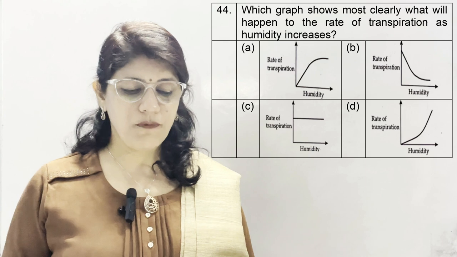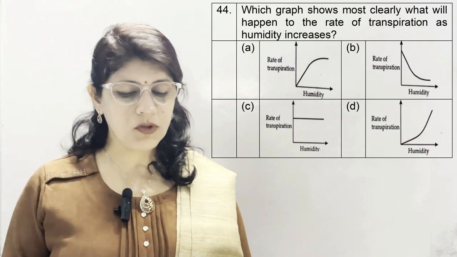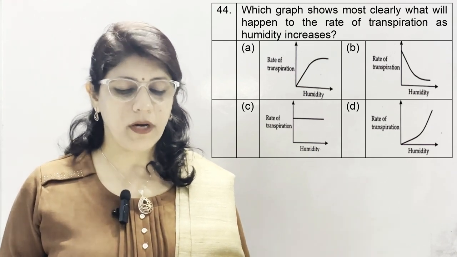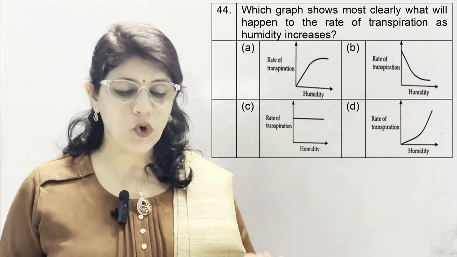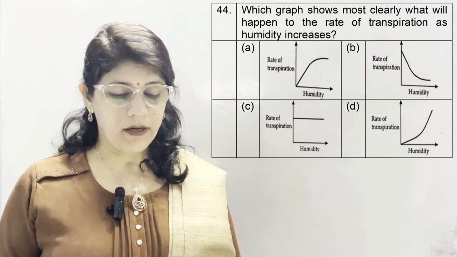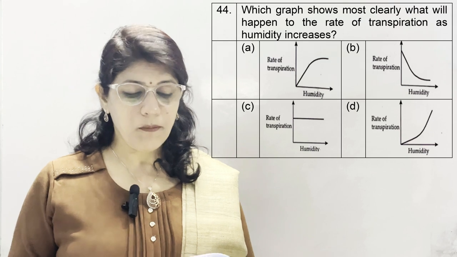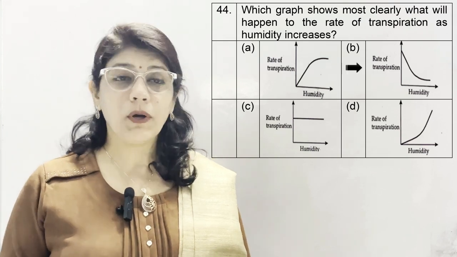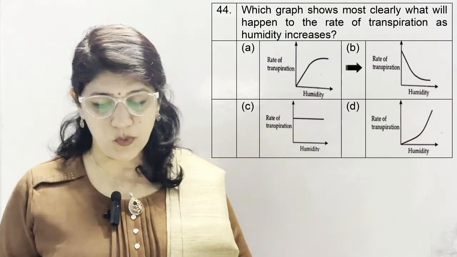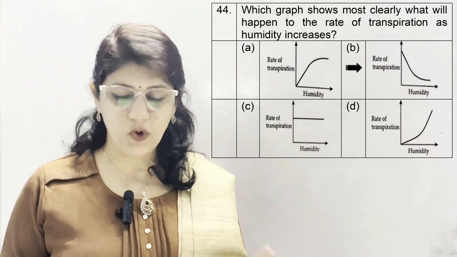In question number 44, which graph shows most clearly what will happen to the rate of transpiration as humidity increases? And in the given options, B graph is the correct one, because transpiration is reduced if the air outside is humid.